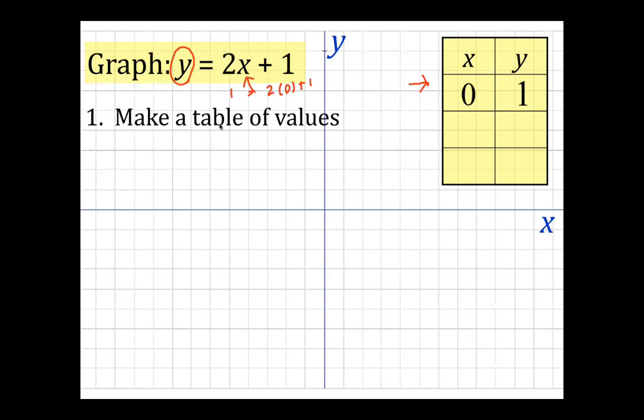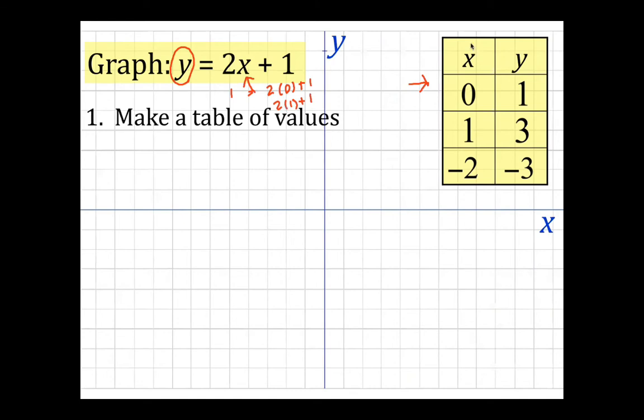So once again, you can plug in any number you'd like for your x value to get a y value. Once again, it would preferably be smaller numbers so that it's easier to calculate. So I'll go ahead and do 1 for our next value. So if I plug in 1 for my x, I get 2 times 1 plus 1 equals y, and that would just equal 3. Then I could also do negative numbers if I'd like, -2. Plug in -2 for your x, you get 2 times -2 is -4 plus 1, and that would be -3.